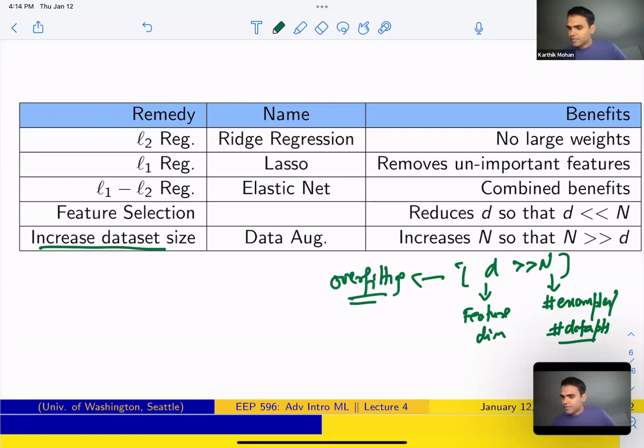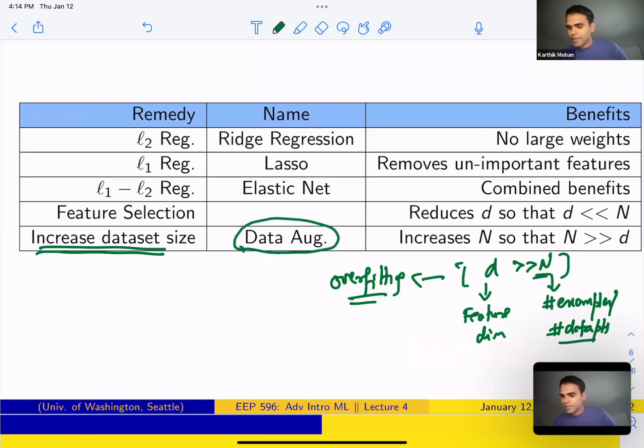So since D is significantly greater than N, if I increase N, then I will be on the other side, so I'll not be overfitting as much. So that's the basic strategy: increase data set size. Well, I already have a data set. How do I increase it? So there are methods for doing that.